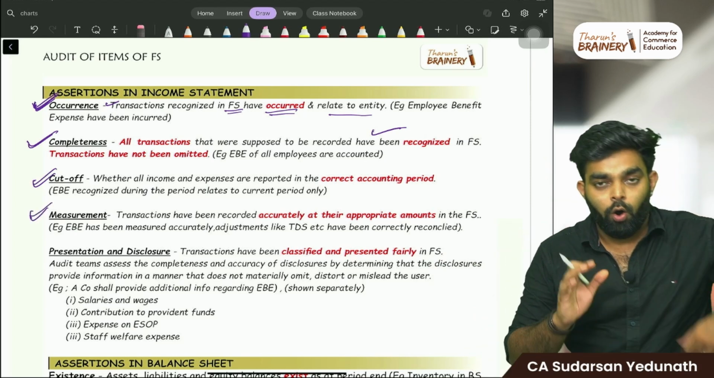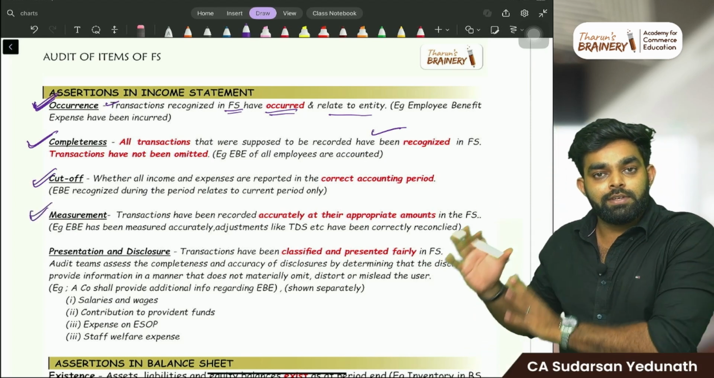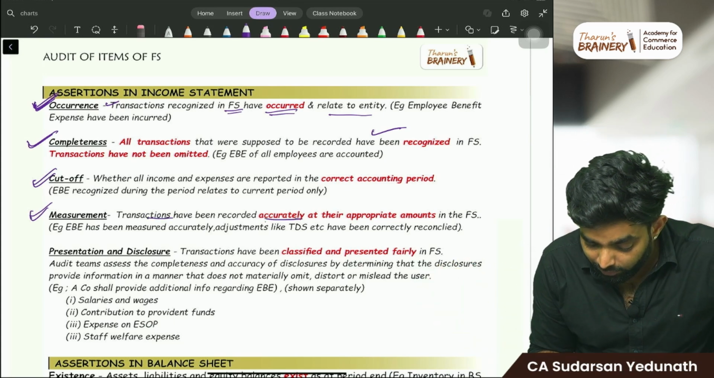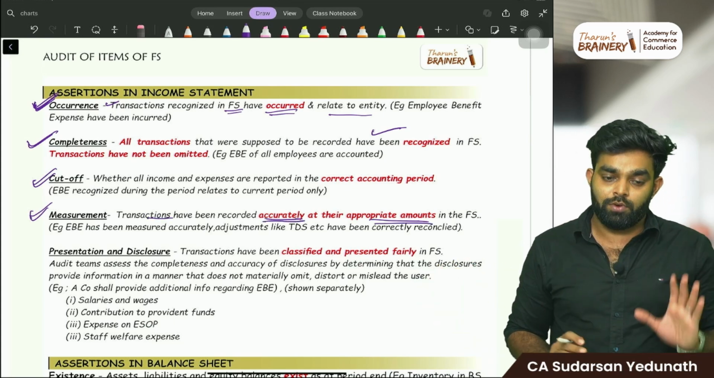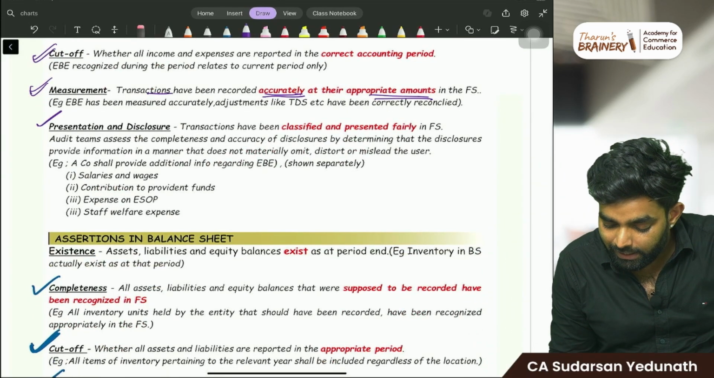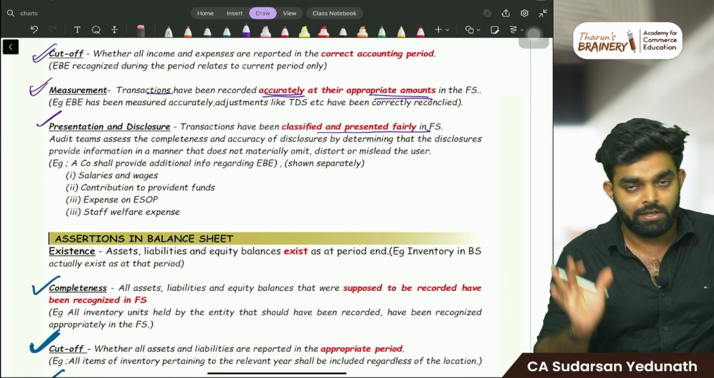Then measurement. All the amounts given in the financial statement are correct. That is, transactions have been recorded accurately at their appropriate amount. That is what we call measurement assertion. Then presentation and disclosure. Transactions have been classified and presented fairly in the financial statements.